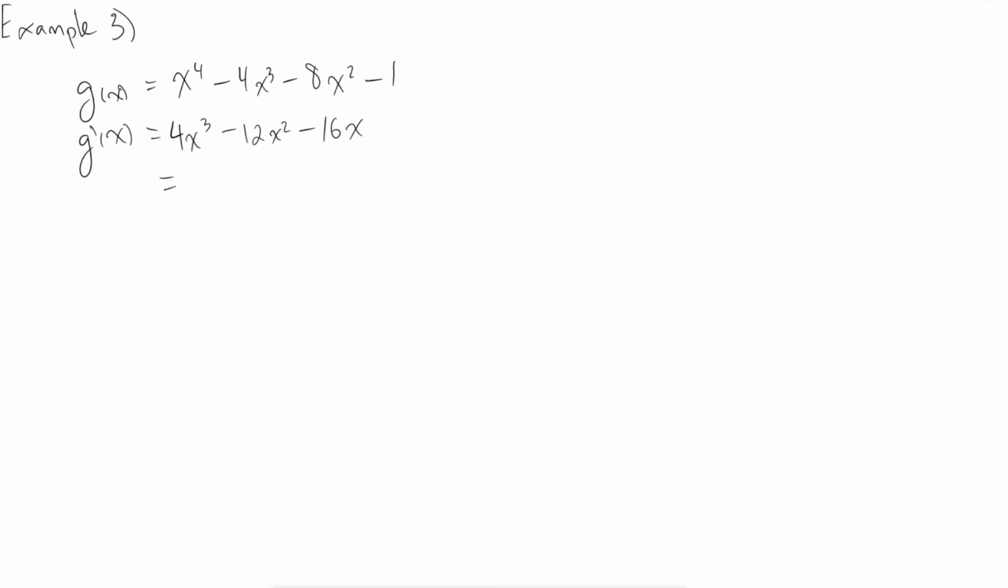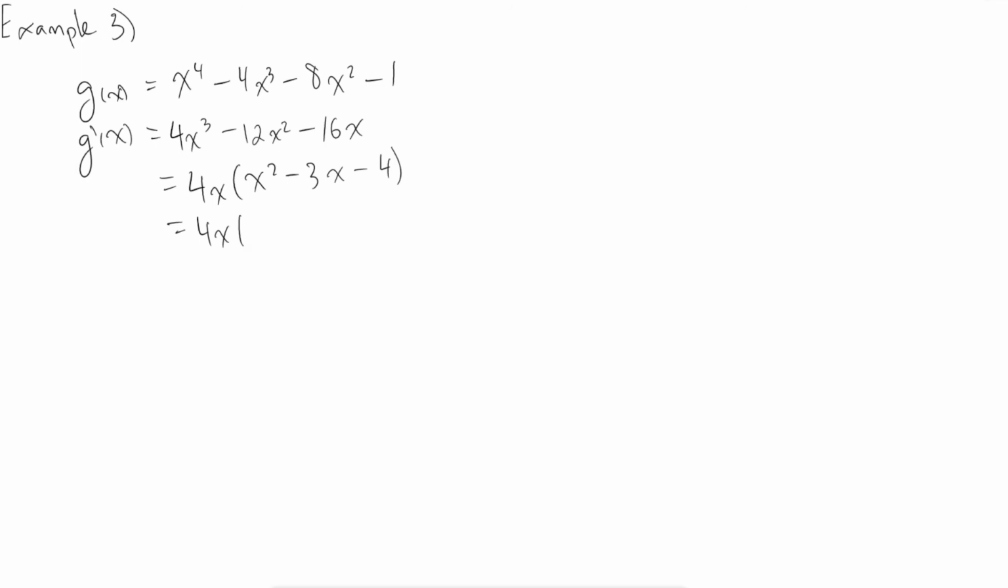So we can factor 4x out of everything. And we're just left with, if we factor 4x, 4x cubed divided by 4x gives me x squared, negative 12x squared gives me negative 3x, negative 16x gives me negative 4. I need two numbers that multiply to give me negative 4, add to give me negative 3.